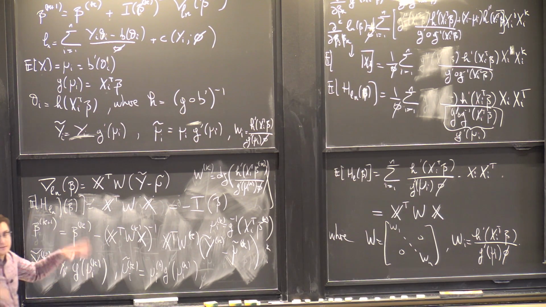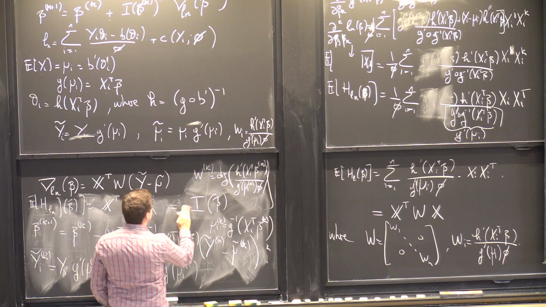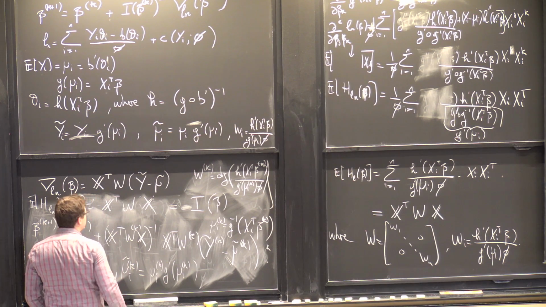Okay, so I just add superscripts k to everything, so I know that those things get updated in real time, right? Every time I make one iteration, I get a new value for beta, I get a new value for mu, and therefore I get a new value for W. Yes? Yeah, that's a good point. So that's definitely a plus because this is a positive semi-definite matrix, so this is a plus.